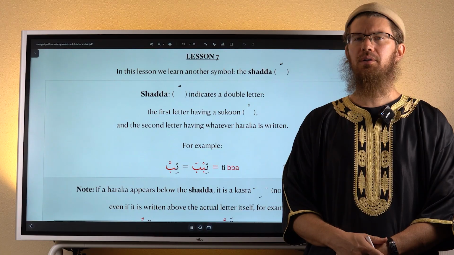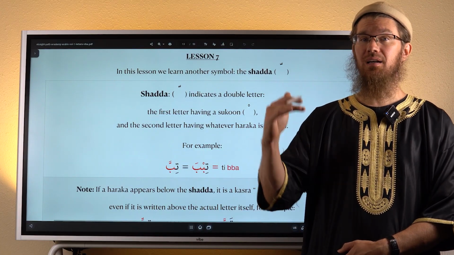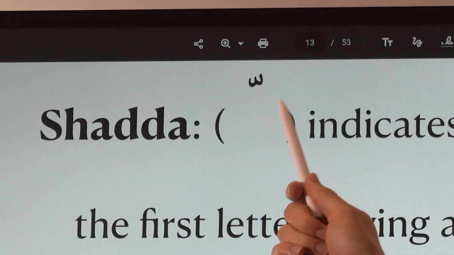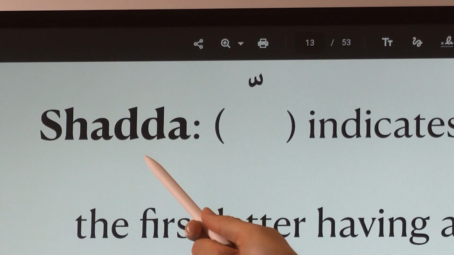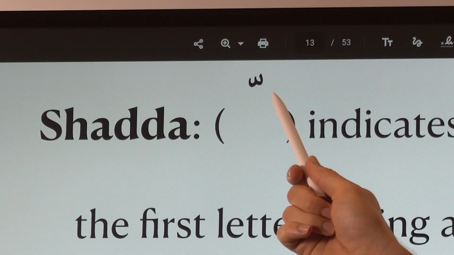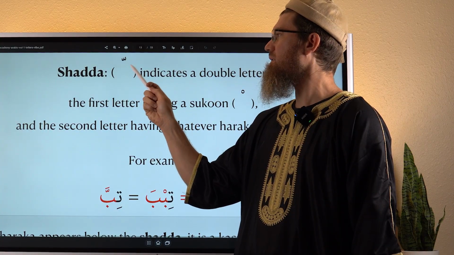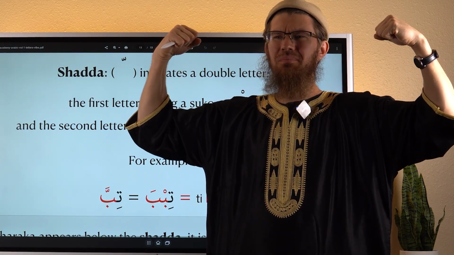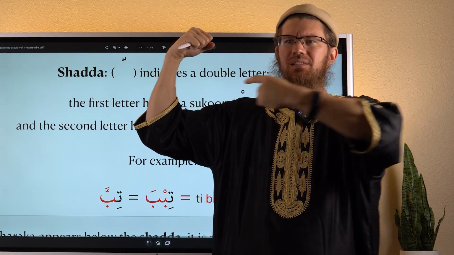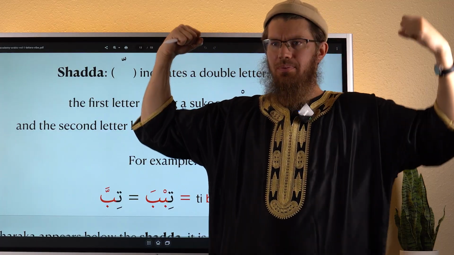In this lesson, we're going to learn another symbol that's written above an Arabic letter. This symbol is called the shadda, and as you can see, it looks like a little W, similar to the letter Sin. One example we can compare this shape to is the outline of somebody flexing their biceps. You can see there's that W shape that's made.